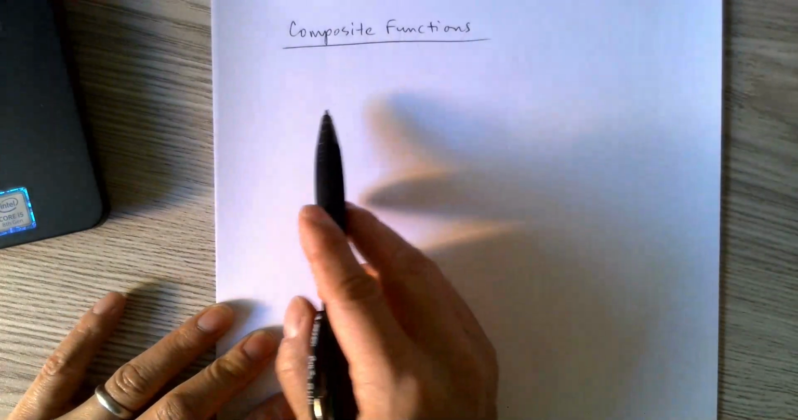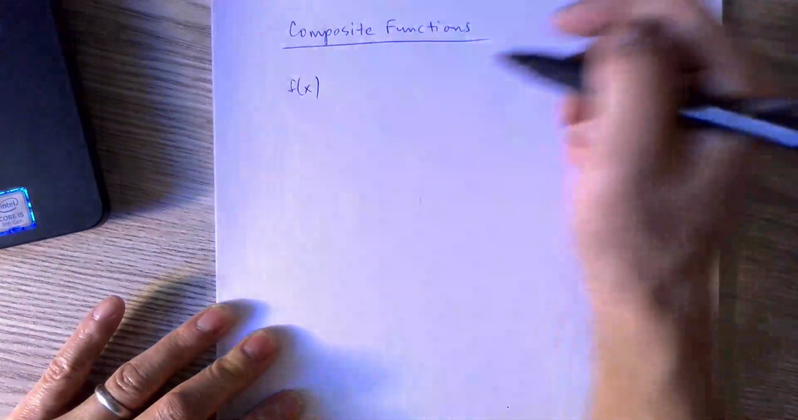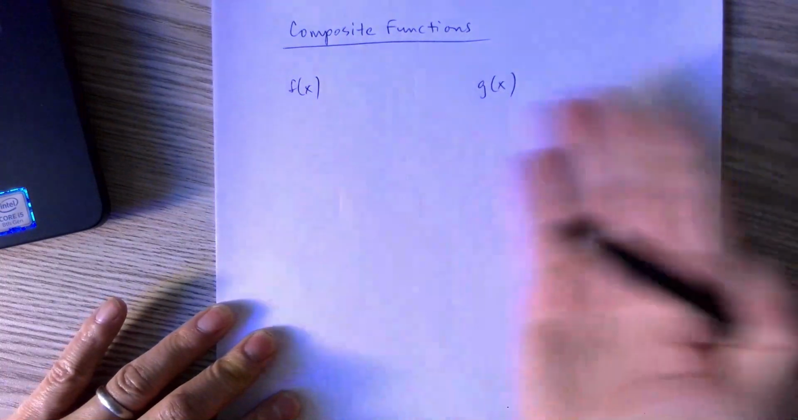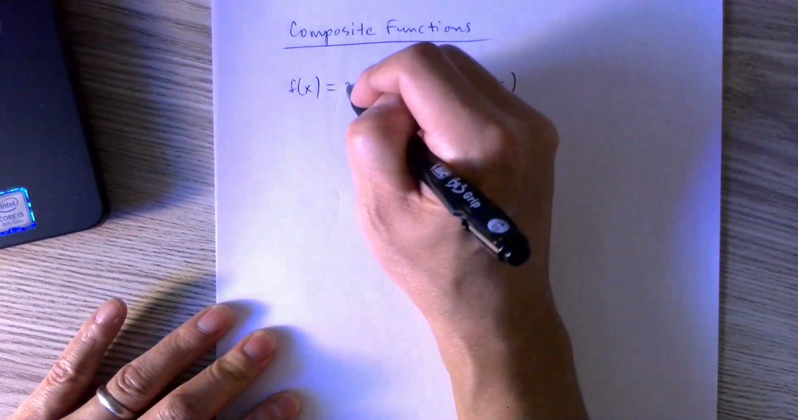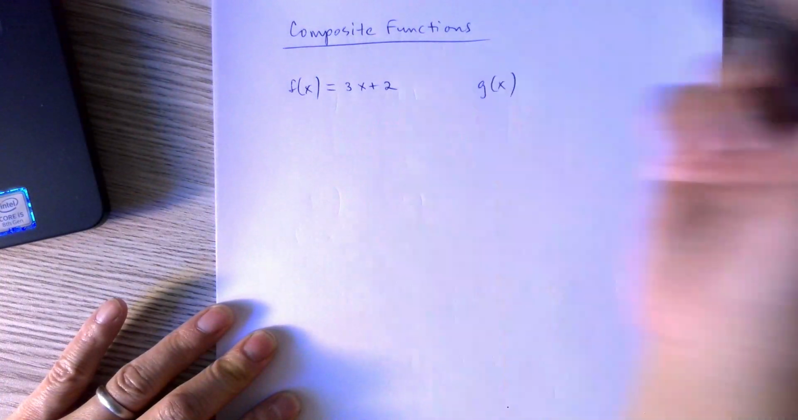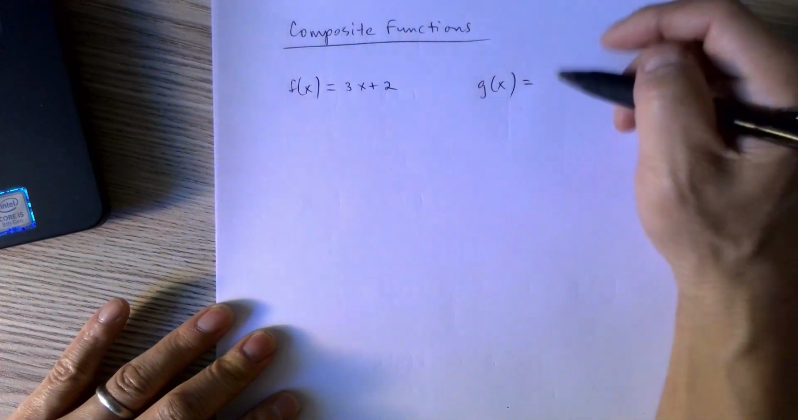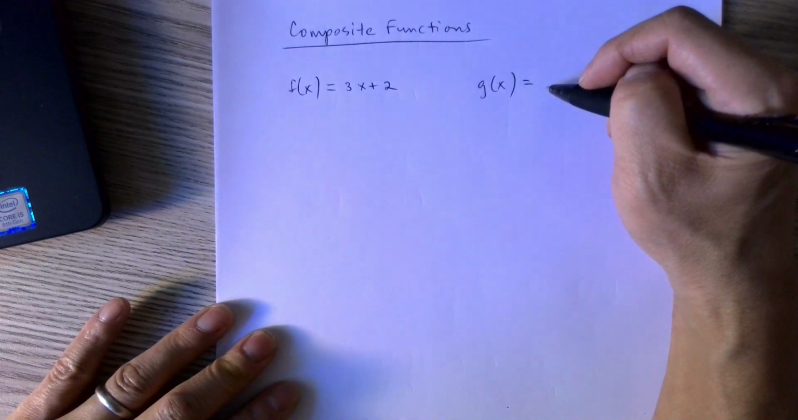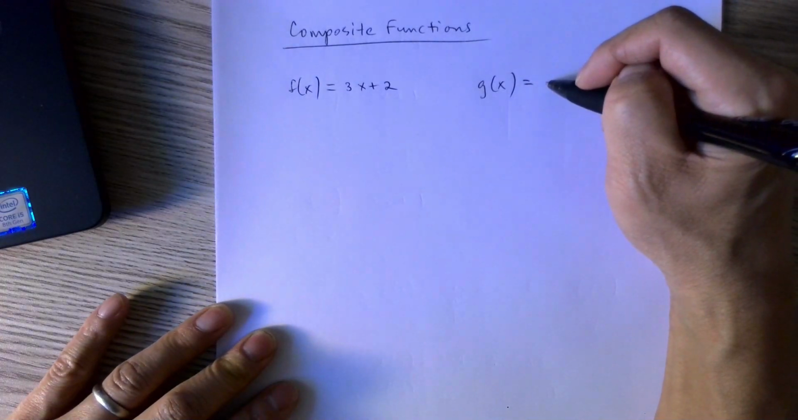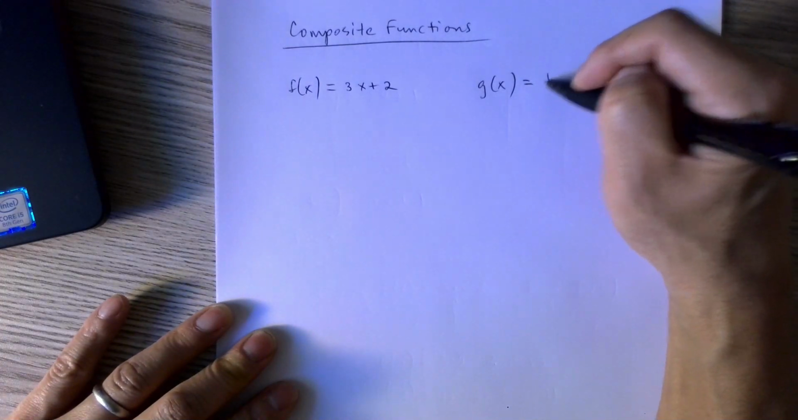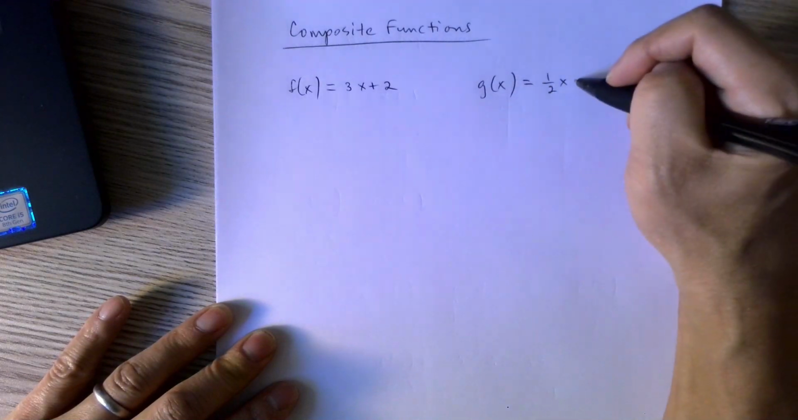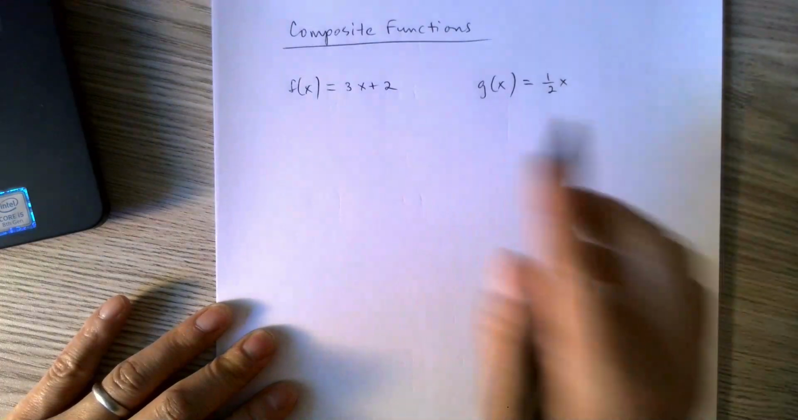So last time I gave you two functions, and I called them f of x and g of x, and then I made up two functions, which I'll do again here. So this one will be 3x plus 2, and I'll make this one 1/2 x. We'll keep this simple, so we'll just make it 1/2 x.